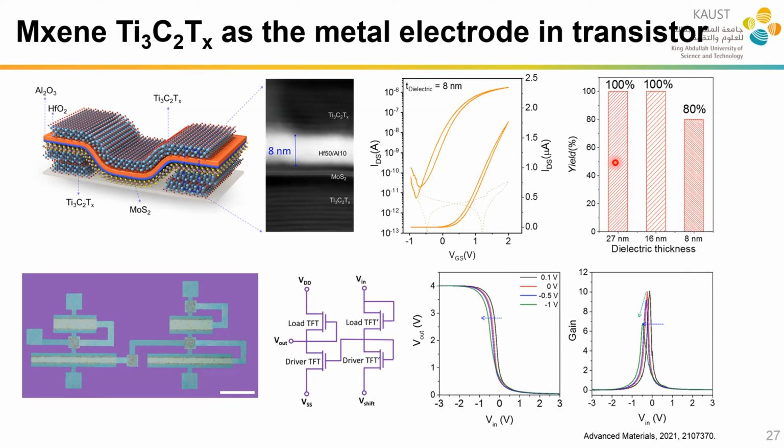Variation is negligible, I would say. Even though we use 8 nanometer, around 80% of the devices are working very stable. Their performance has very little variation. So we were thinking this is very good to make a circuit. So we made some circuits.